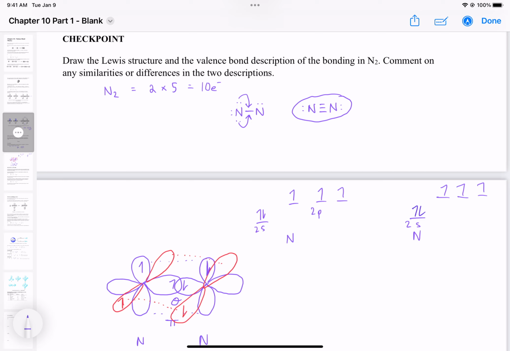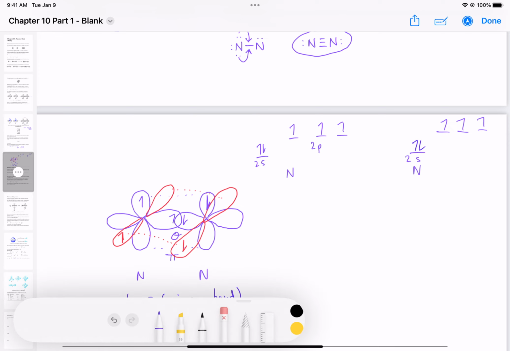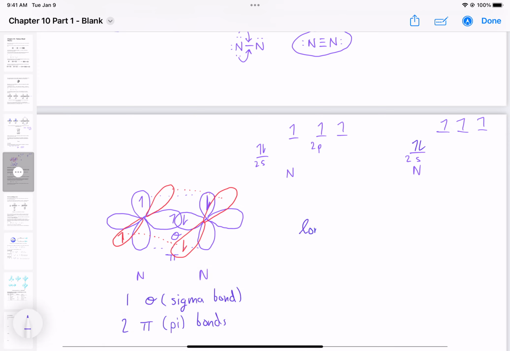And then the lone pair in the 2s, we can't actually show that yet. So that's where they kind of differ here. So the lone pair on the nitrogen atom is not shown in the model. It's shown in the Lewis structure, right? But it's not shown in this structure. And we're going to go into why that is, okay? So let's move on here.